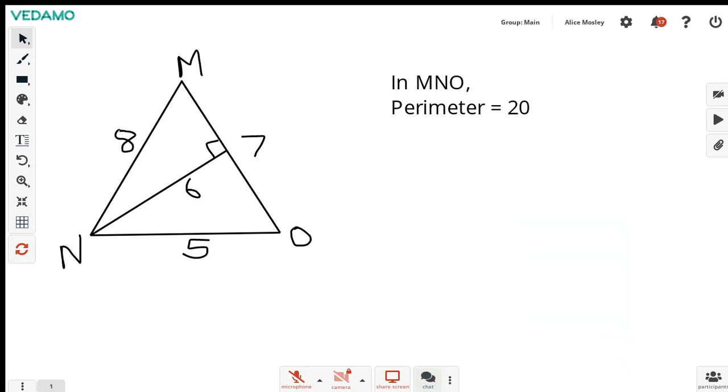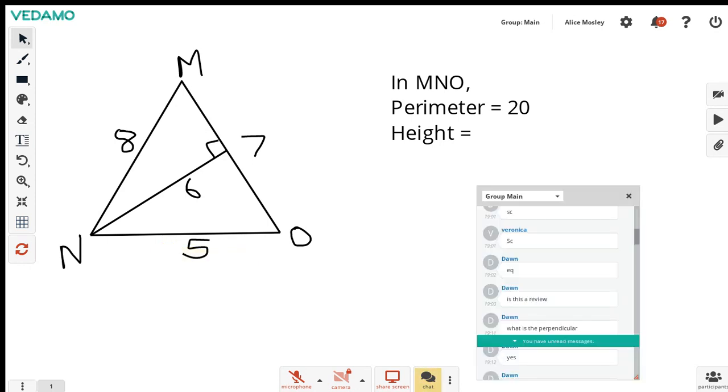Now, remember, height is something which makes 90° with one of the sides. We know there are only 3 sides in a triangle. What are the 3 sides? 8, 7 and 5. These are the 3 sides of the triangle. Now a line which makes a 90° angle with any one side is known as the height. So can you all tell me what is the height of this triangle?